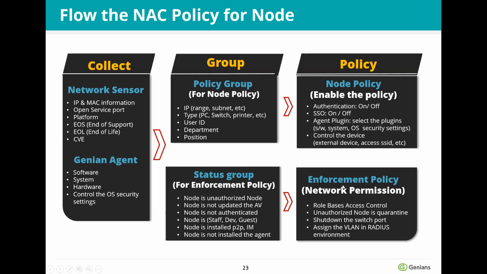Enforcement policy assigns the network permission. Like if the status group is unauthorized node, the enforcement policy assigns a specific VLAN or specific network or quarantine. Enforcement policy assigns the network permission for the status group.